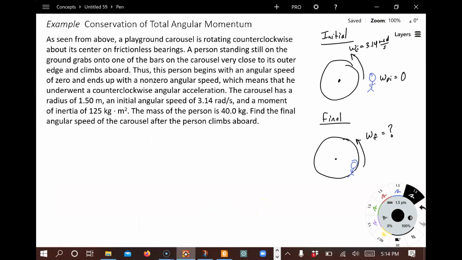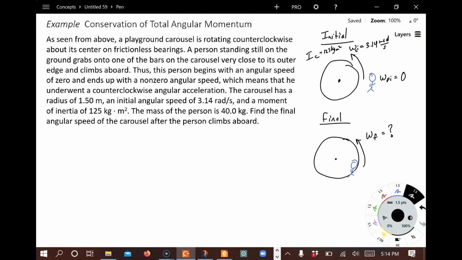Back to our problem. So we know that, in this case, these objects' moments of inertia aren't going to change. The moment of inertia for the carousel, it's given here. We know what that is. 125 kilograms meters squared. And the person, we're going to need to calculate what it is.